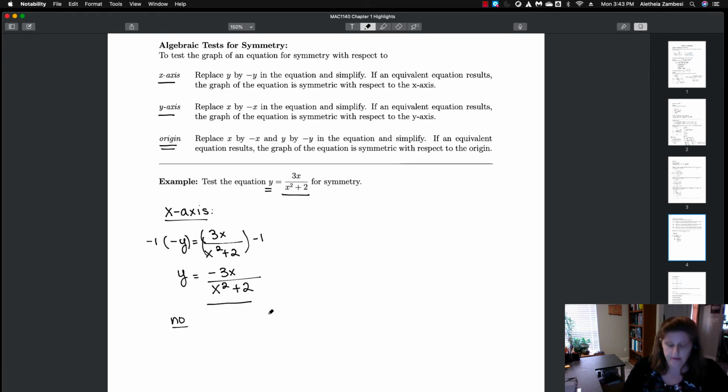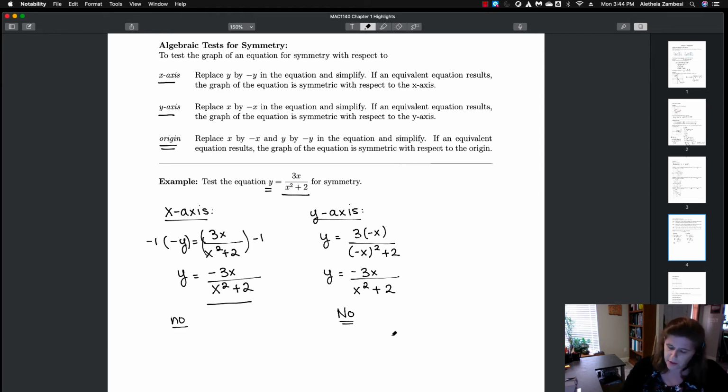All right, so since this is not the same as this, it's the negative version, we do not have x-axis symmetry. Now, if I want to look at y-axis symmetry, then I'm going to replace my x variable with -x. So y is equal to 3 times -x divided by (-x) squared plus 2. Simplifying that, I get -3x over, since this is negative inside a square, I can reduce that negative out, x squared plus 2. Now I still have a negative on this side where I didn't before, so our equation does not have y-axis symmetry.